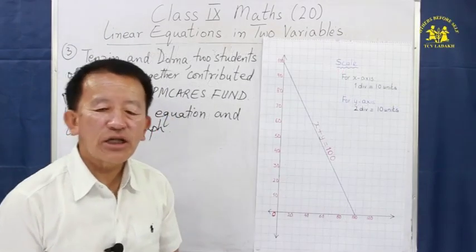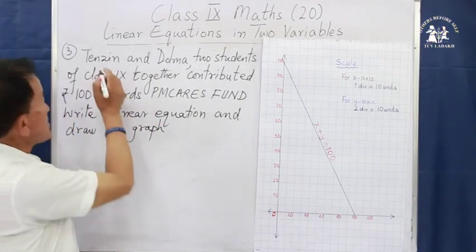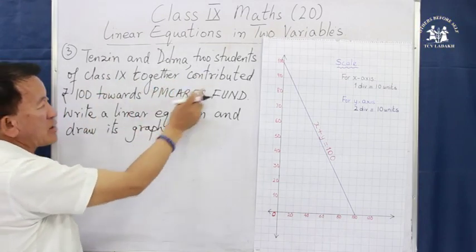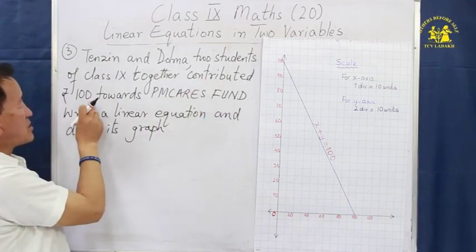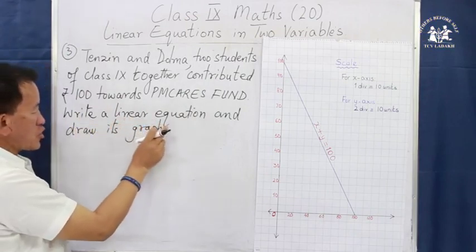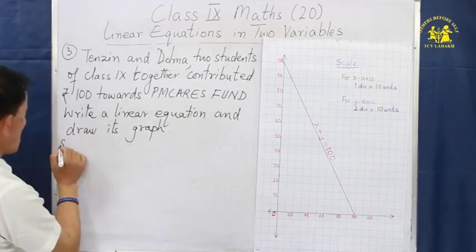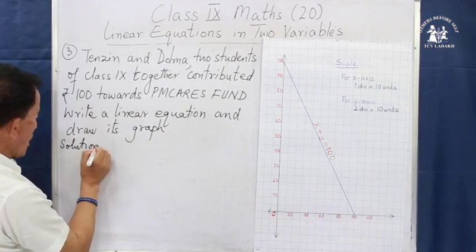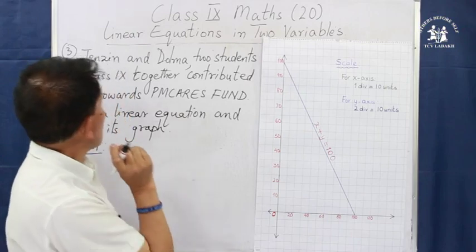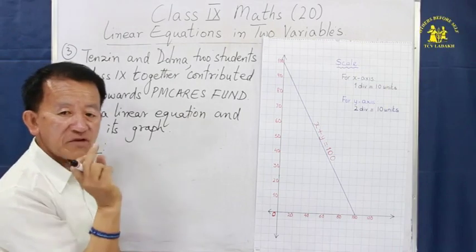Okay, now third question, let's discuss a simple word problem. Tenzin and Dolma, two students of class 9, together contributed rupees 100 towards PM Cares Fund. Write a linear equation and draw its graph. So for this, what we will do, let's represent the amount contributed by Tenzin and Dolma by two different variables.